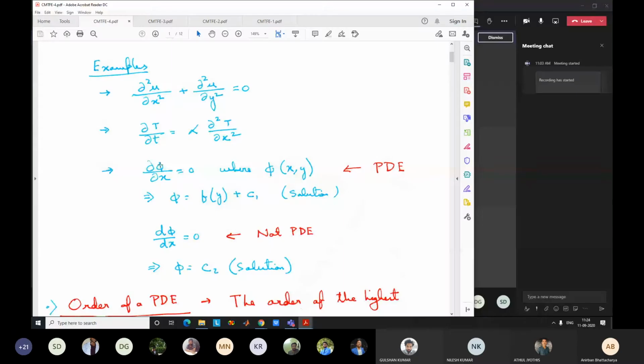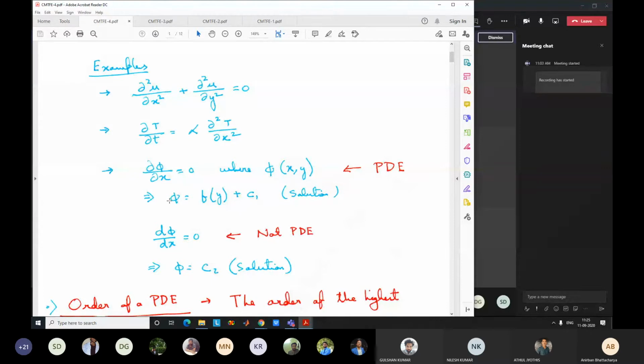On the other hand, if phi is only a function of x, so that we can write d phi dx equal to 0, then this is not a PDE. This is just an ordinary differential equation. Both these are different. Del phi del x equal to 0 is different from d phi dx equal to 0. The first one is a PDE because phi is a function of more than one independent variable. The second one is a function of only one independent variable. Accordingly, the solution also is different.